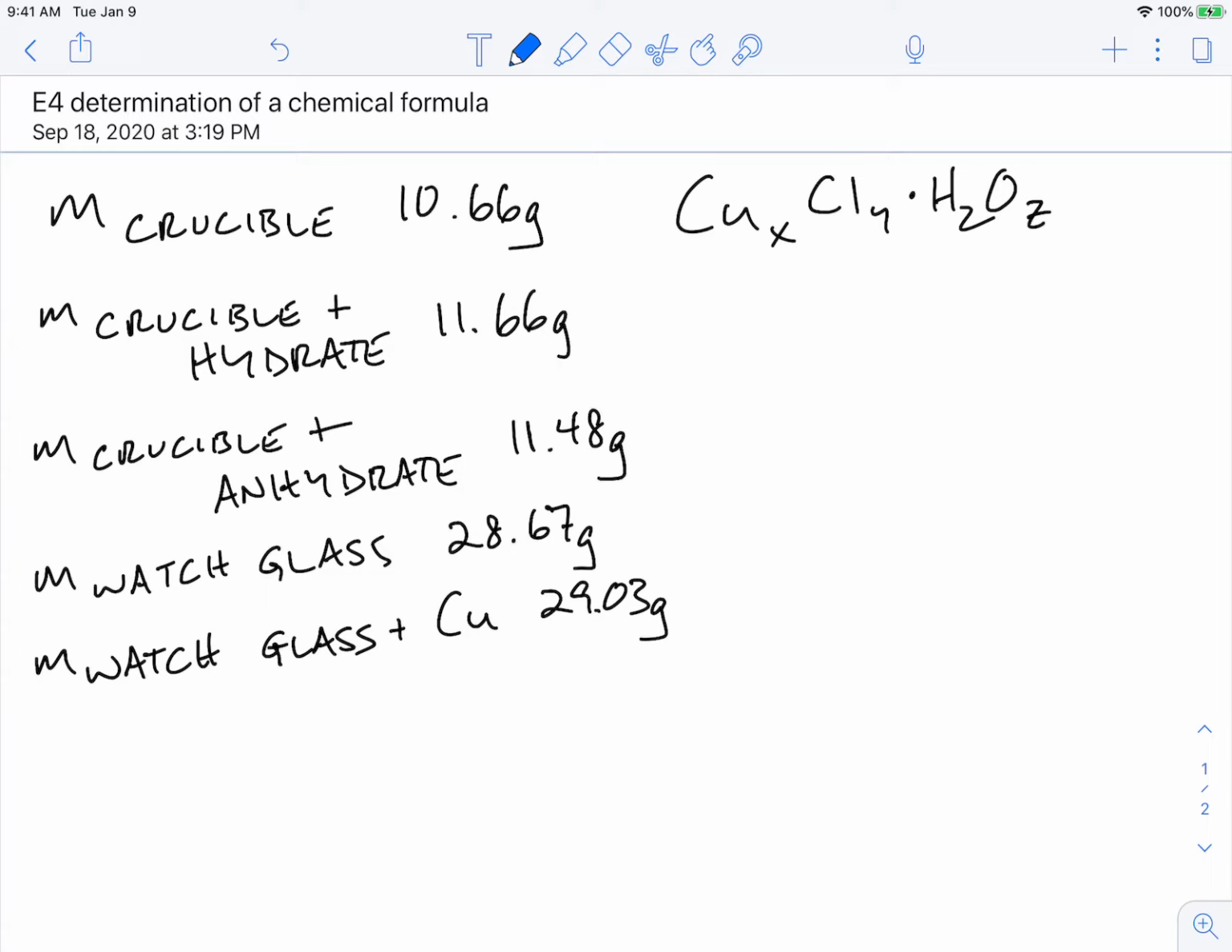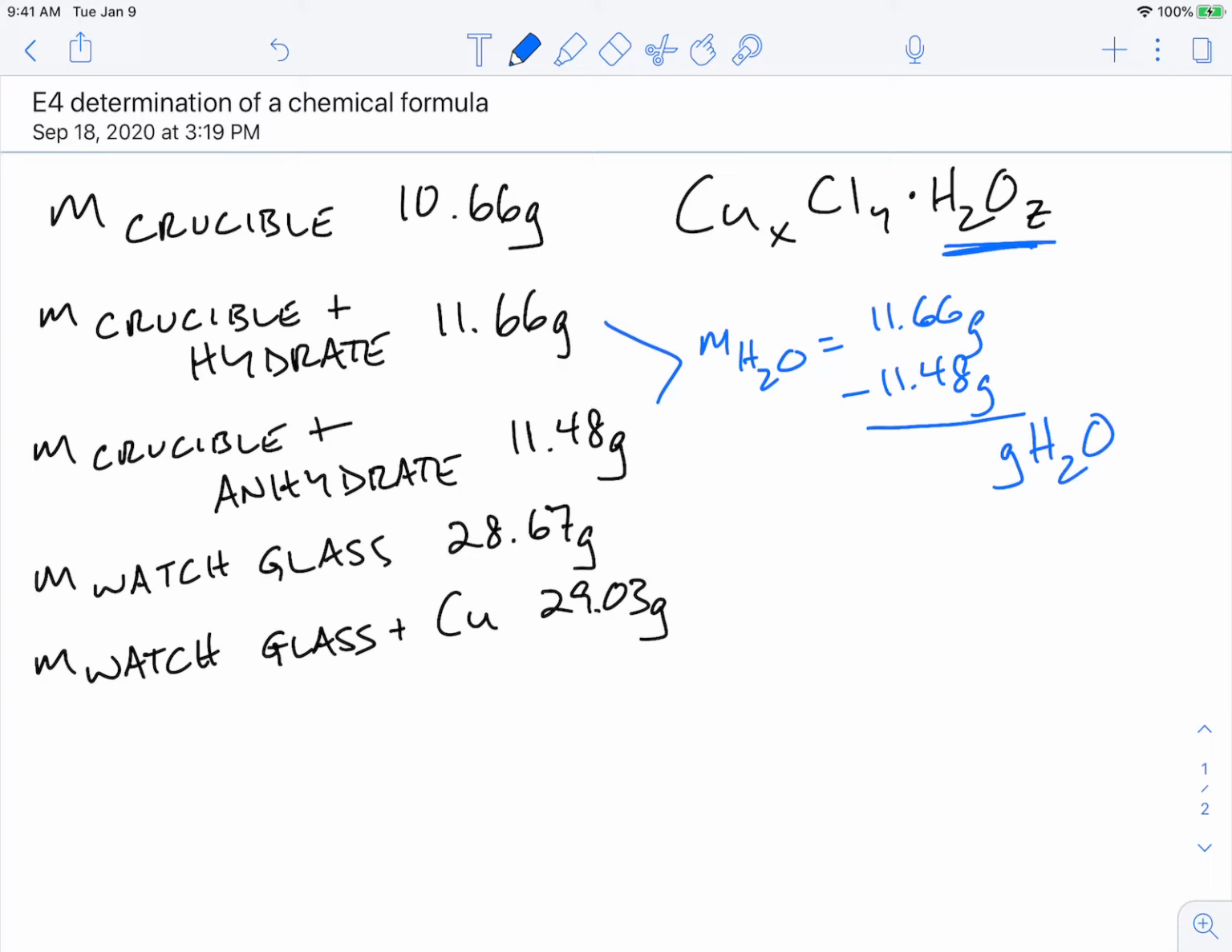Then we heated it up, and we removed the water from it. So the difference between the mass of the crucible plus the hydrate and the anhydrate is the mass of our water. So we're going to subtract them, 11.66 grams minus 11.48 grams, and that's going to give us the mass of the water. So we removed the water, and by removing it, we determined how much water was actually present, which was 0.18 grams.